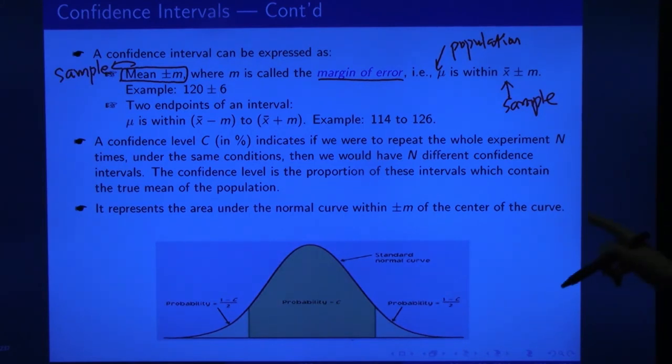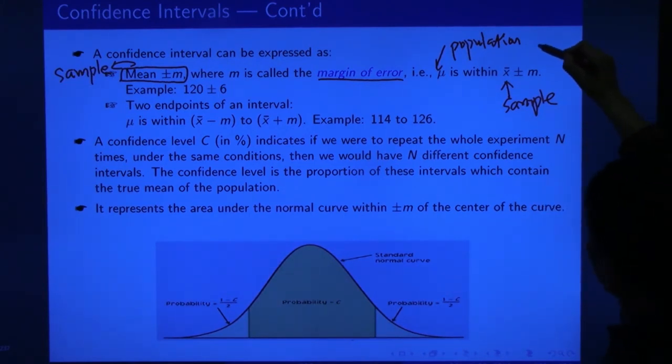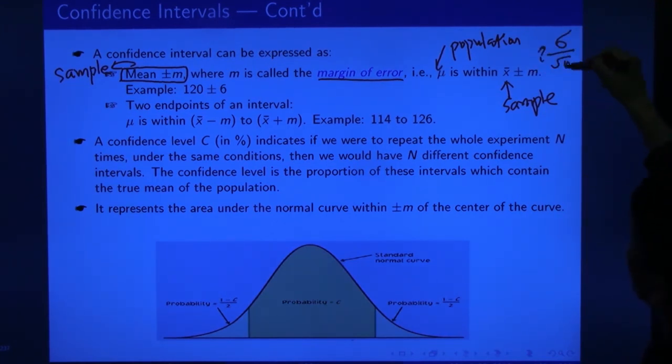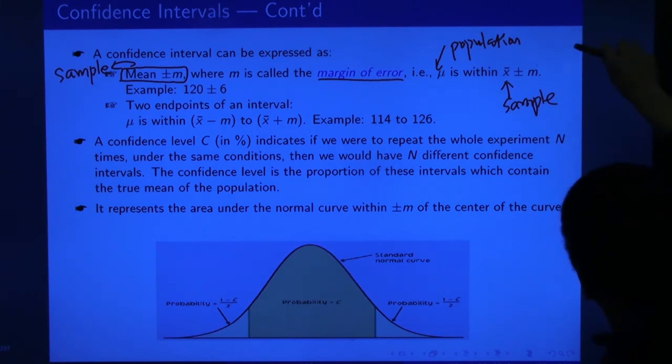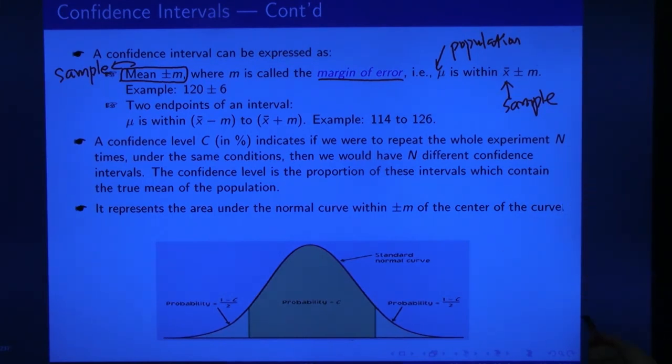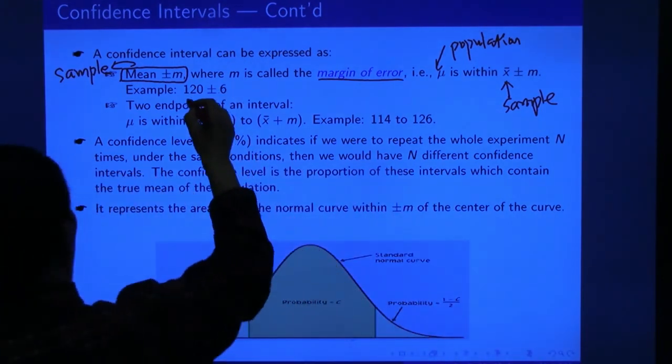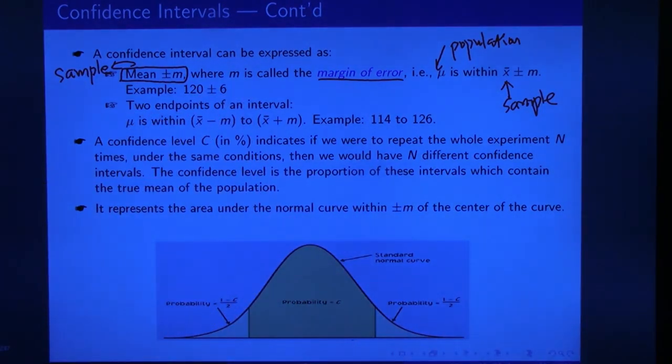And the margin of error, as we said, depends on some number times the standard deviation, divided by the square root of n. So this one is a flexible number here. For example, the interval is 120 plus minus 6. So that is the first method to write a confidence interval: the mean plus minus the margin of error.